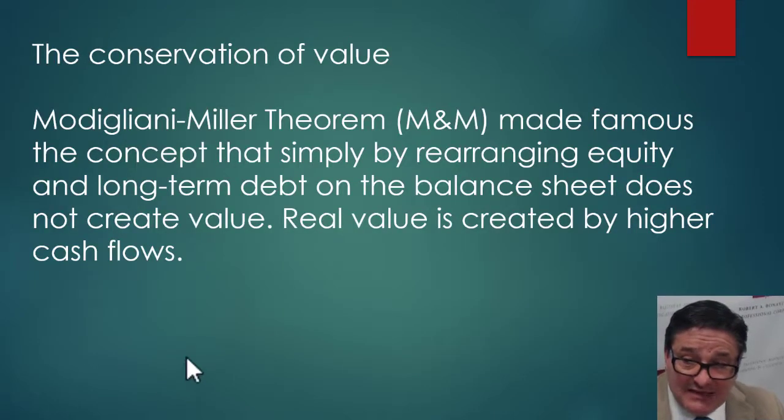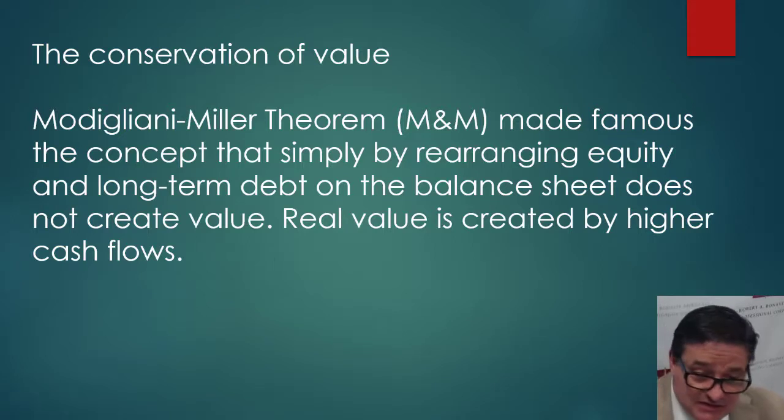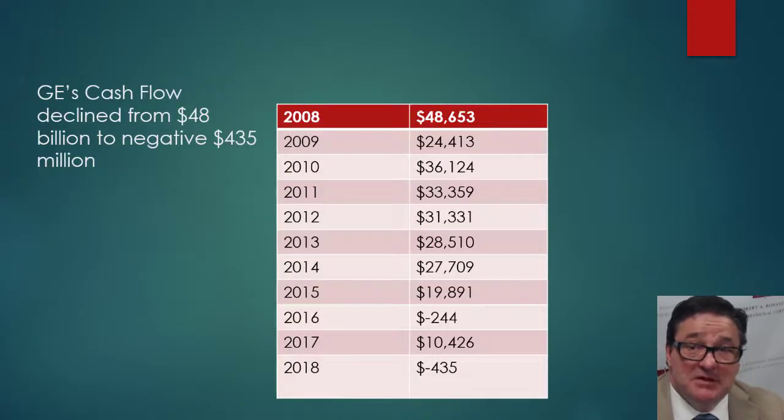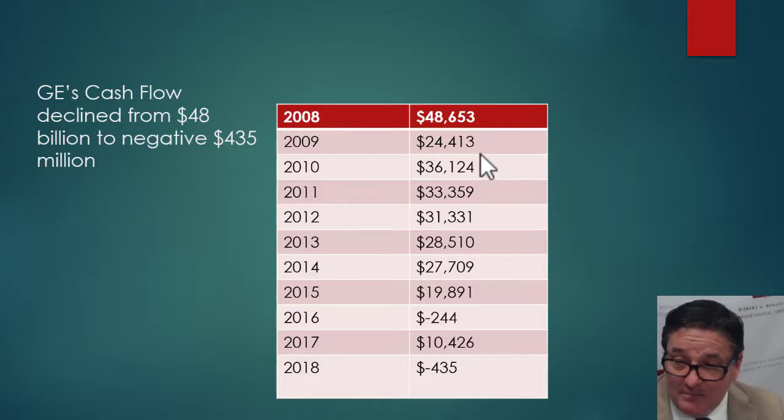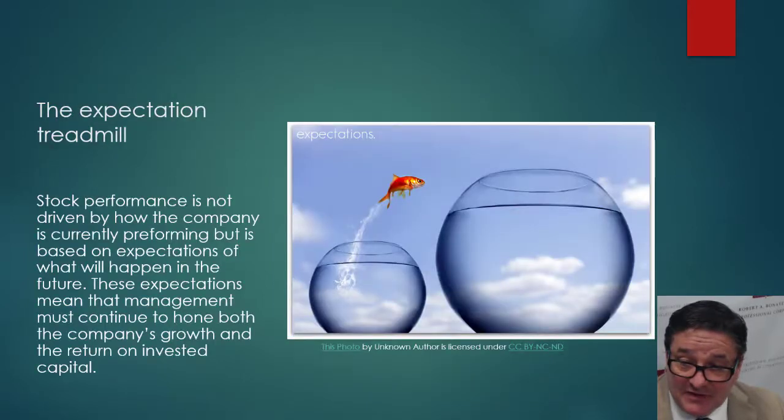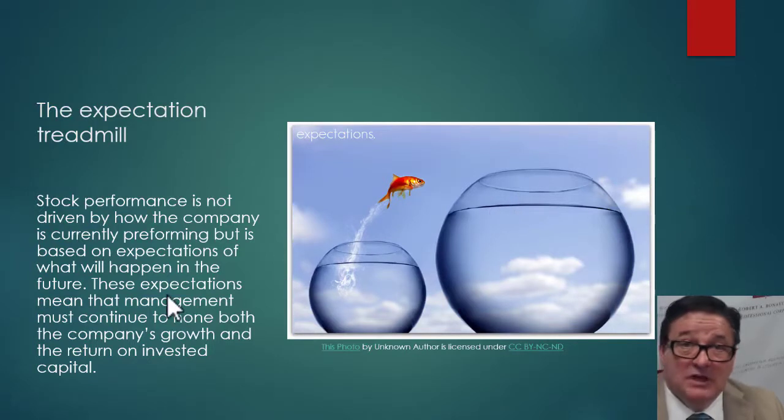Now, the second cornerstone is conservation of value. A lot of this really does have to do with financial engineering. But the real way to get through that is to look at cash flows, because cash flows can't be manipulated. Here we have cash flows for GE, which were $24 billion in 2009 and went down to negative $435 million. And the expectation treadmill, I don't think this goldfish is going to make it.